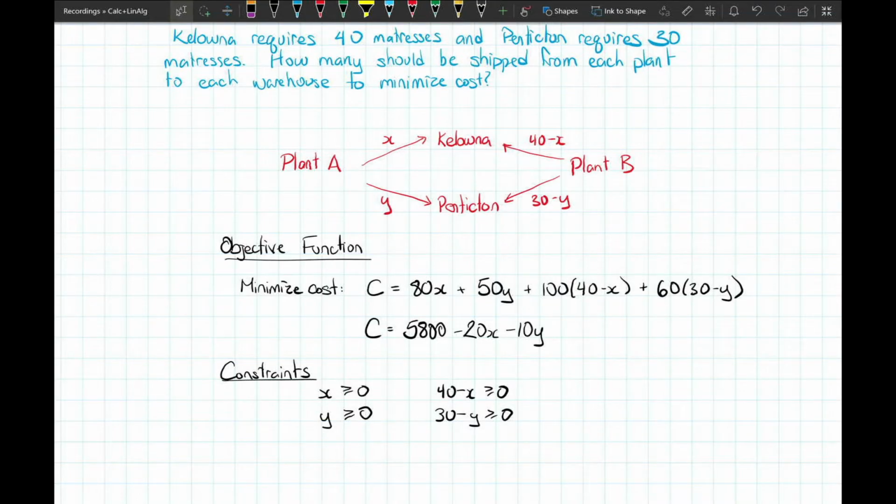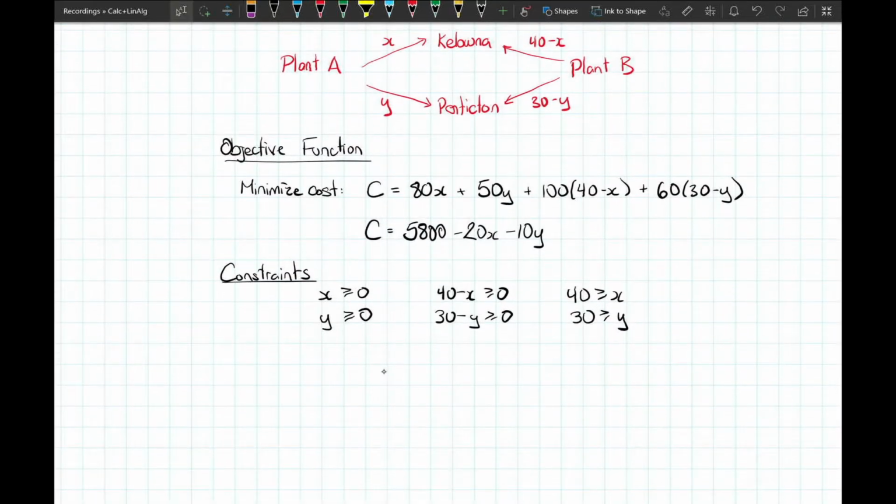Now, it may be worthwhile taking these last two constraints and getting them into a more standardized form where x is isolated. So we could turn these last two constraints into 40 greater than or equal to x and 30 greater than or equal to y. And we can put all of these together so that we have cost is 5,800 minus 20x minus 20y, and then our constraints will all be in x's and y's.